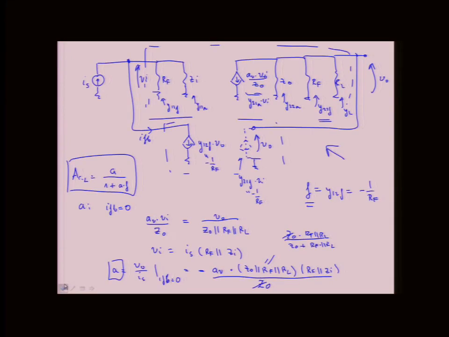Okay, so what we can do is look at the impedances. If you look here, the input impedance of the amplifier itself. Now, if we look at this whole block as the new amplifier, the input impedance into the amplifier is now RF in parallel with ZI. Right.